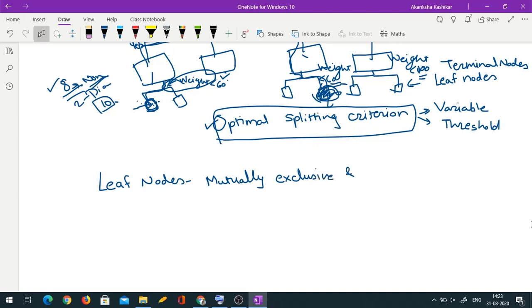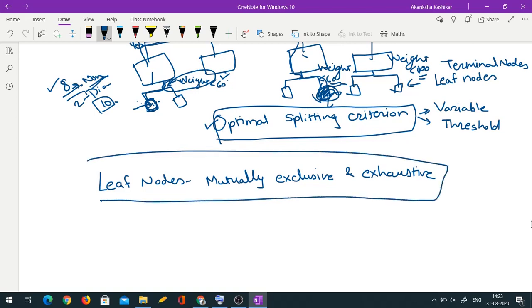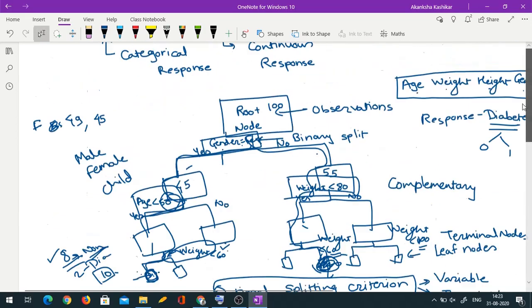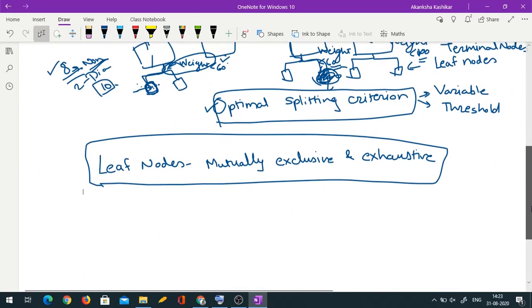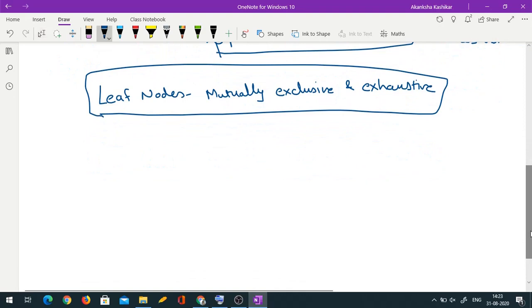Why do I need things to be mutually exclusive and exhaustive? So that when I try a new observation, it lands up in exactly one of the leaf nodes. It shouldn't happen that it can go to two leaf nodes at the same time. It shouldn't happen that it doesn't go to any of the leaf nodes. So leaf nodes have to be mutually exclusive and exhaustive. This is important. So actually it's an inverted tree. You start from the root and you go towards the leaf. It's an inverted tree.